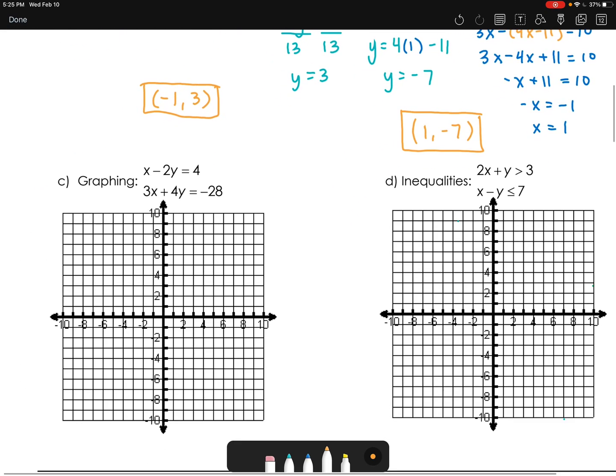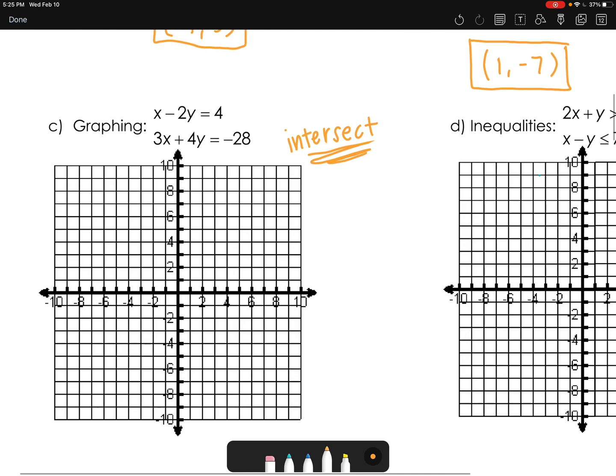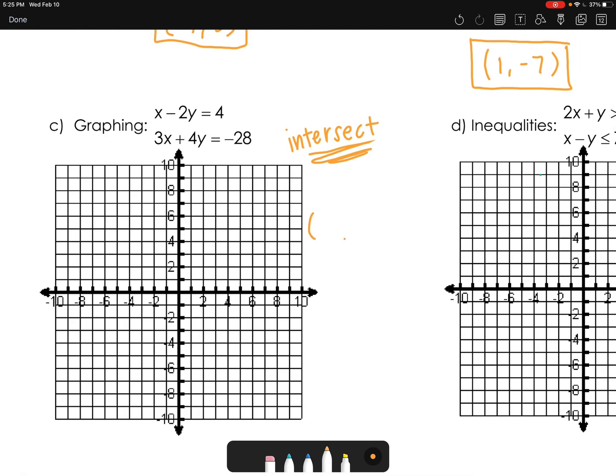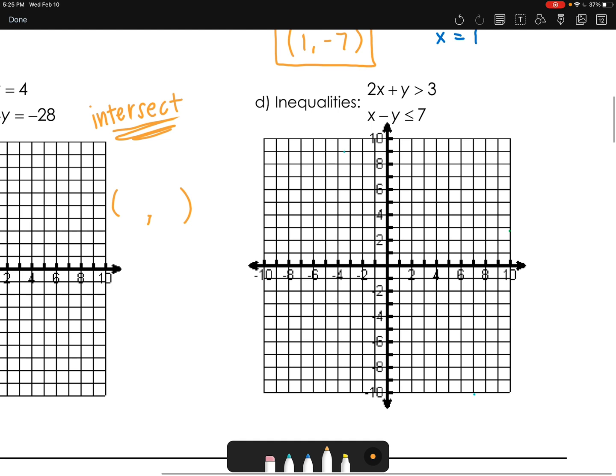Okay? I'm not going to do this graphing problem here. I think you guys are getting a good idea, or getting a grasp, of graphing. We've done a lot of it this unit. The biggest thing is you want to make sure you look where they intersect. That's how you find your solution here. You're going to get an ordered pair, and it's wherever the two lines intersect, okay? System of inequalities.